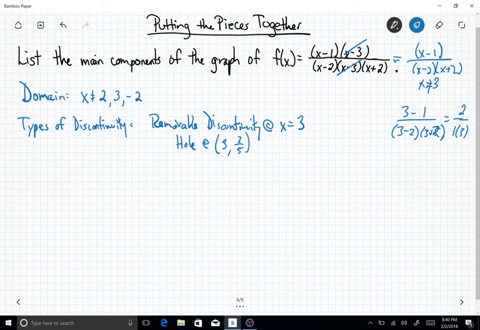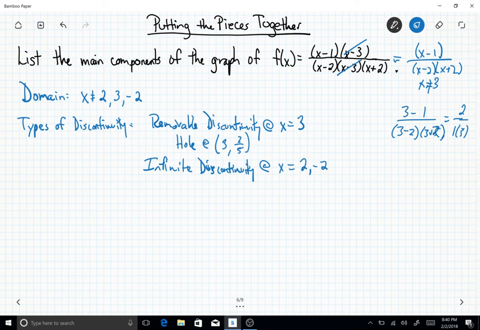Okay, so that means as well, since the others don't have anything in the numerator to worry about, they're infinite discontinuities. And those occur at x equals 2 and negative 2. Okay? So we have that so far. We can talk about the end behavior.